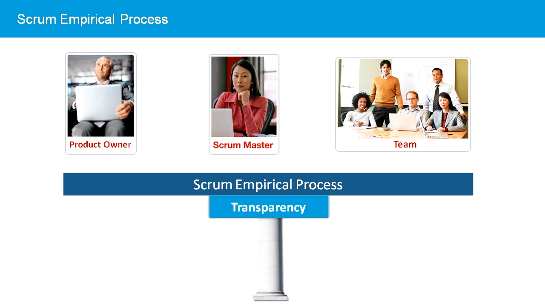Transparency is inherent in the Scrum meetings. In the daily stand-up Scrum meeting, each team member relates what they did yesterday, what they will do today, and what is blocking them. And the sprint retrospective meeting is all about the team coming together to openly discuss what went wrong and right in the last sprint.